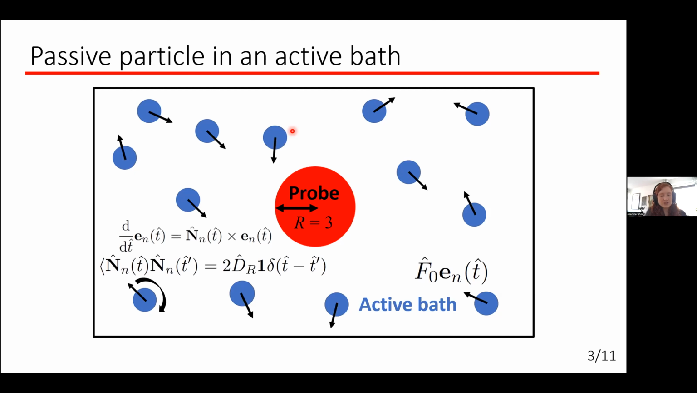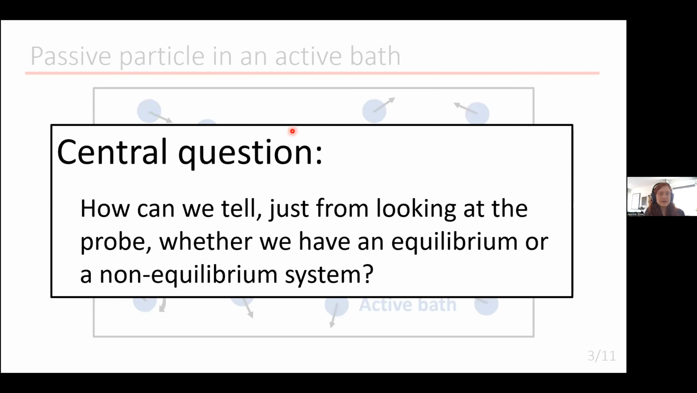But the main question that I want to ask about this system is, how can we tell, just from looking at the probe, whether we have an equilibrium or a non-equilibrium system? And previous studies on this particular system have shown that the behavior of the passive particle immersed in an active bath is very similar to that of an active particle itself. So in order to get a better idea of where to look for these non-equilibrium signatures, what I'm first going to do is take a look at the non-equilibrium signatures of an active particle itself.